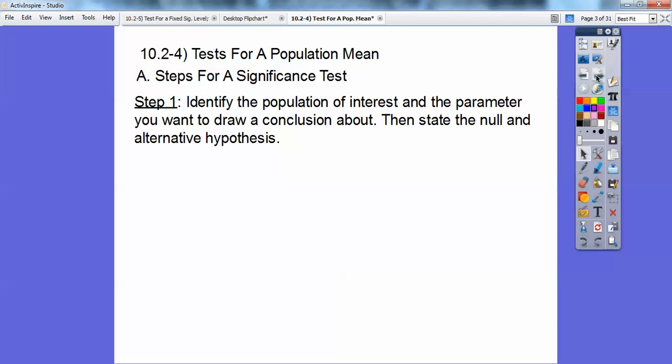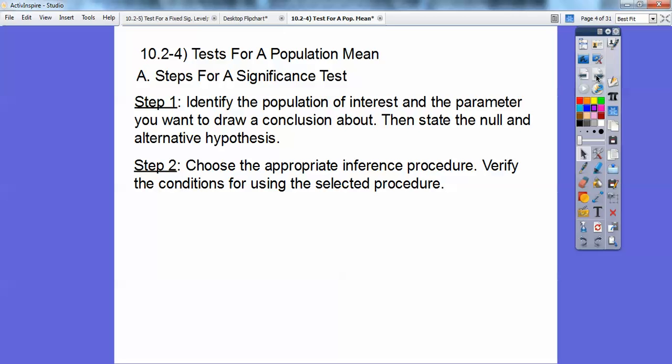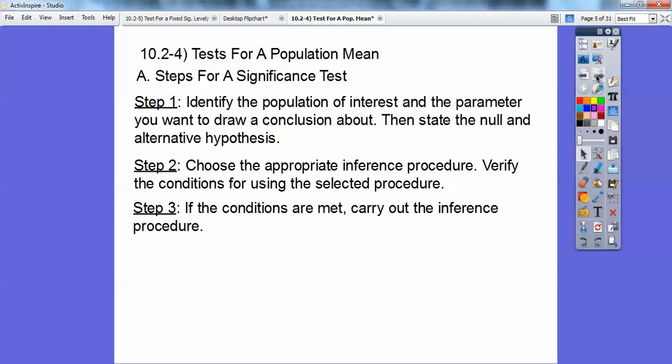Step 1, identify the population of interest and the parameter you want to draw a conclusion about. Then state the null and alternative hypotheses. Step 2, choose the appropriate inference procedure. Verify the conditions for using the selected procedure. Step 3, if the conditions are met, carry out your inference procedure, and calculate either a z-score or a t-score.